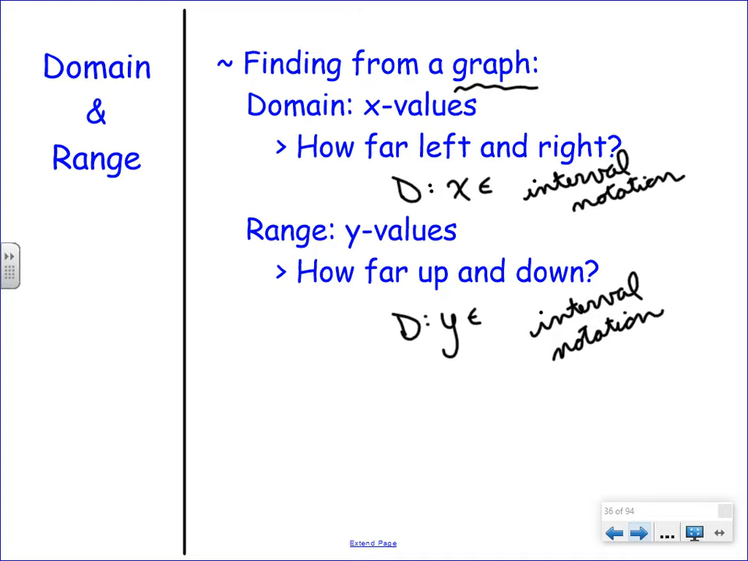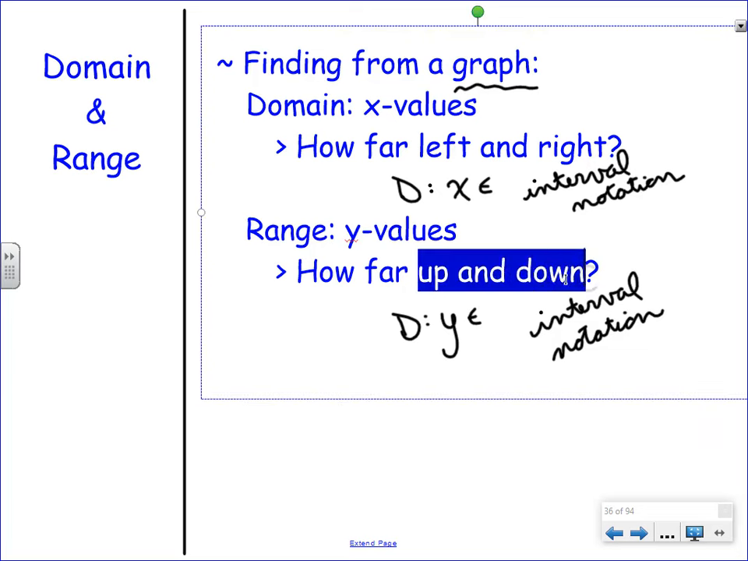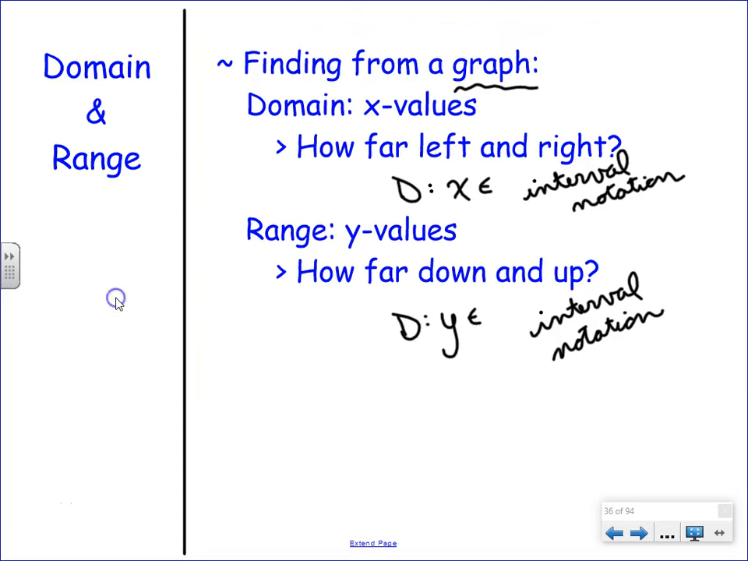Why am I going to change the wording? If you're in your notes, I want you to change it to going down to up instead of up to down. I'm going from negative to positive, smaller to bigger, kind of. Interval notation, what would be on the left, what would be on the right?